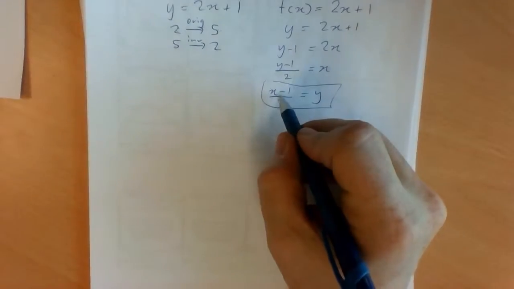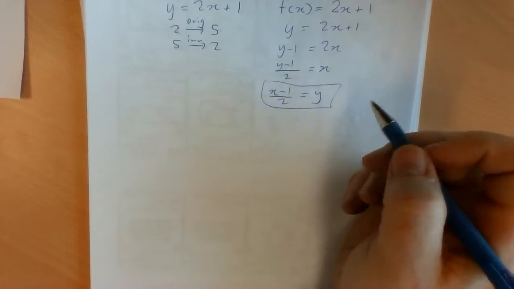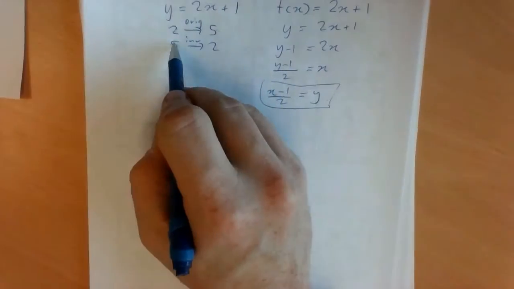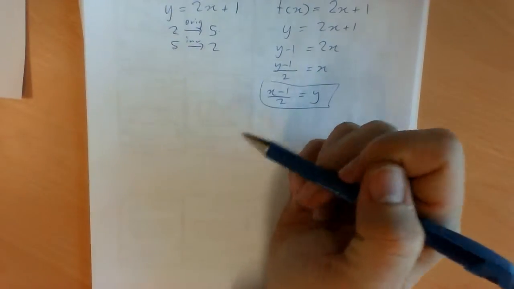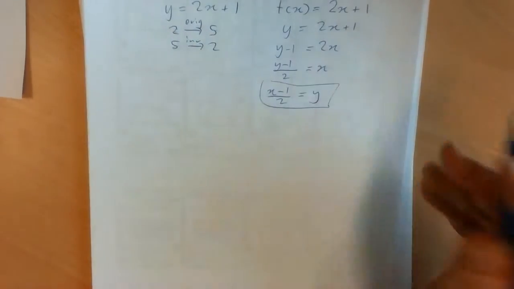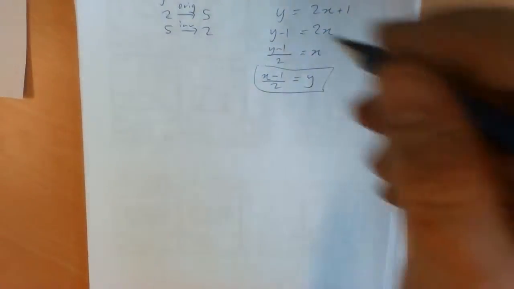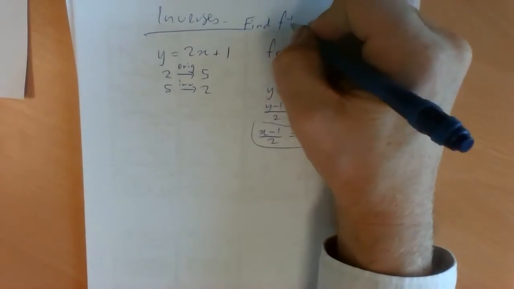I'll just check. If you put a 5 in that, what do you get? 5 minus 1 is 4. Divided by 2, you get 2. Just like I said, it would turn a 5 into a 2 because a 2 got turned into a 5 by the original.